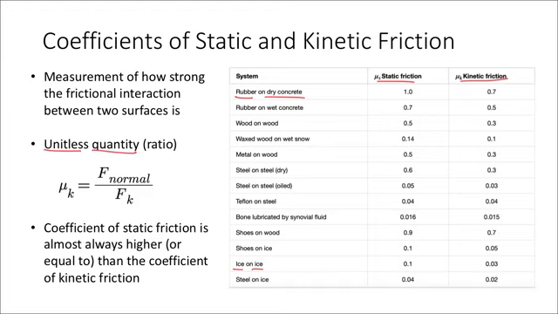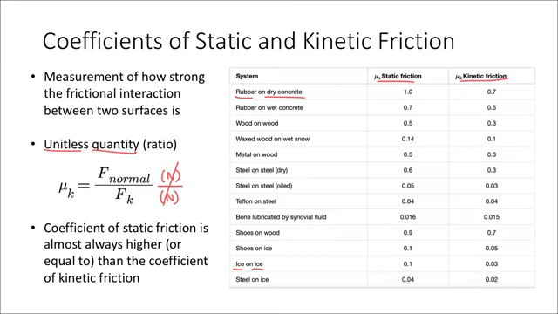And why doesn't it have units? Well, if we take the equation from the previous slide and rearrange for the coefficient, this normal force is measured in newtons, but so is the frictional force. So a newton divided by a newton, the units cancel, and essentially what this is, it's a ratio. It tells me for every one unit of normal force, how much more frictional force am I going to get?